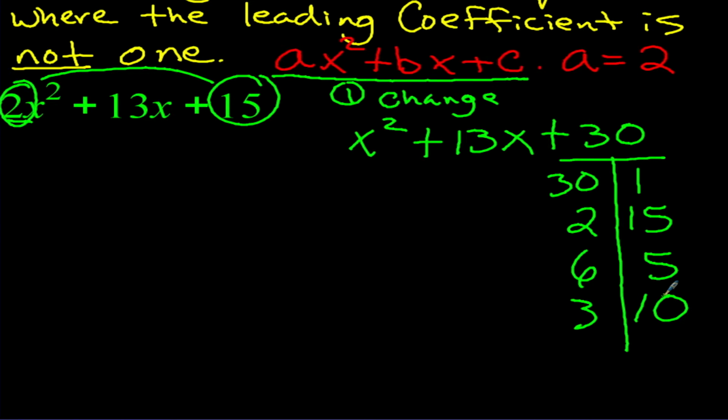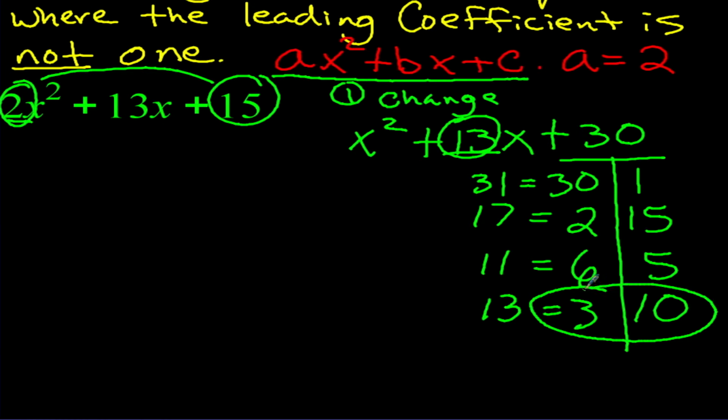So now that we have our factors, we look at the various sums, and our goal is to find the factors whose sum is our middle term, 13. So if we add 30 and 1, that's going to give us 31. That's not what we're looking for. If we add 2 and 15, that gives us 17. Still not there. If we add 6 and 5, that gives us 11. Still not our factors. But if we add 3 and 10, that gives us the sum that we are looking for, 13. So these are our factors.